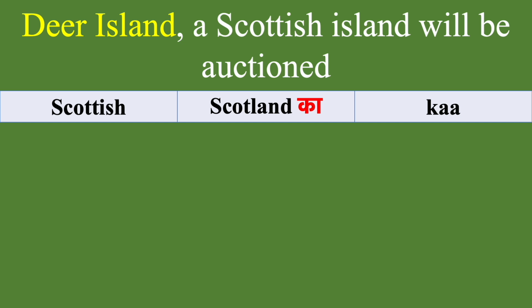Next is Scottish, which in effect means of Scotland. So, in Hindi, Scottish will translate to Scotland ka. Here, ka is masculine because the gender for Scotland is masculine. If it was feminine, then it would have been ki.